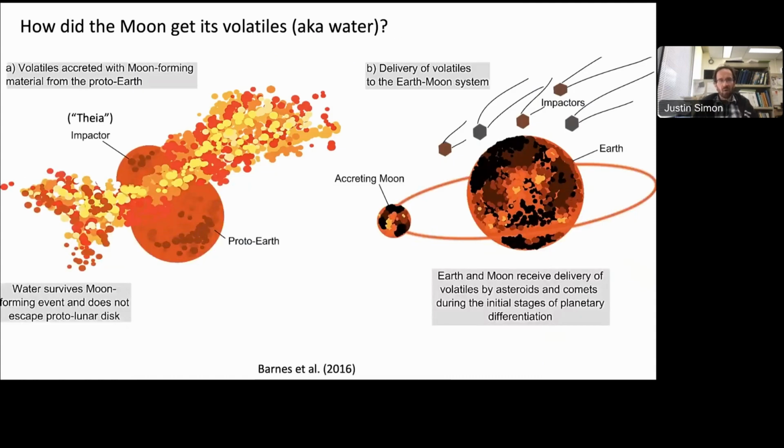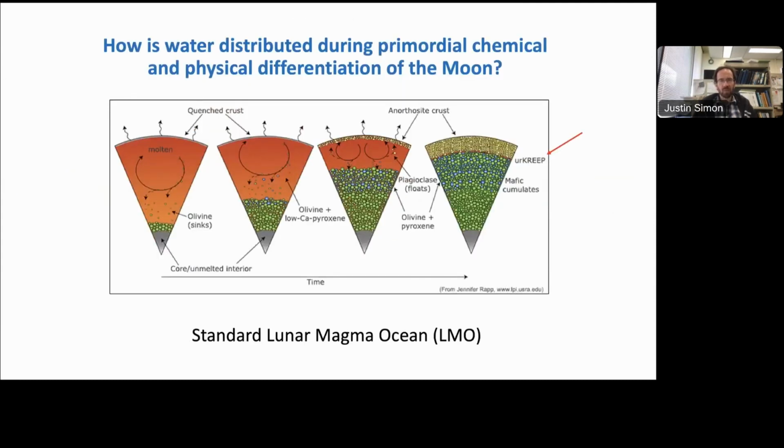But before I do that, this is a nice cartoon from Jess Barnes in one of her papers talking about the same problem: how does the Moon get its volatiles? We know that there are lunar volatiles now. Were they there from the beginning and then lost? Were they delivered slightly later or much later? Again, these are cartoons, and we don't want to over interpret them, but the idea is, we have volatiles. How are they originating, how are they being redistributed, and how are they evolving through the differentiation of the planetesimal? And so this gets back to the lunar magma ocean model.